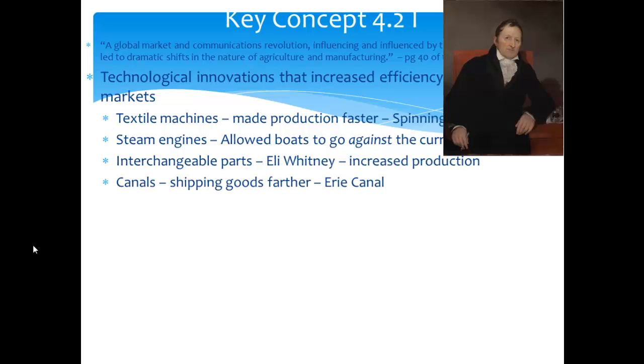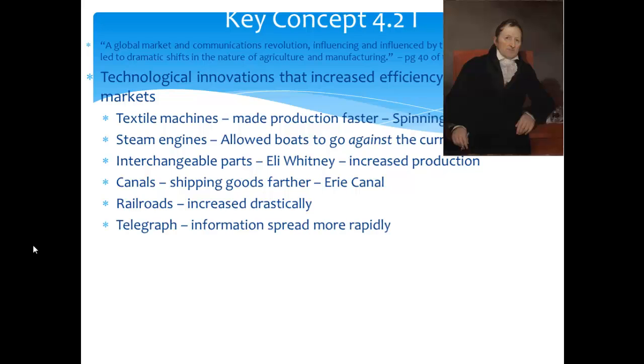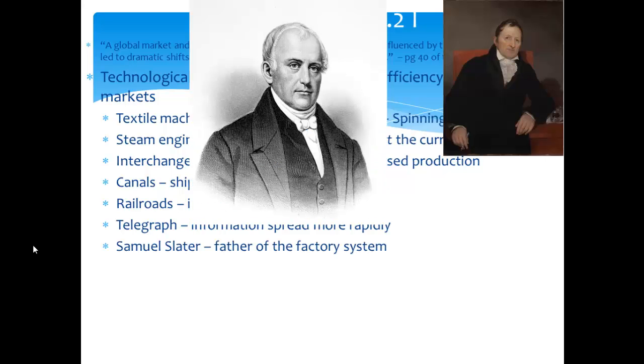We have the emergence of canals, which allows for shipping of goods farther and further, and no canal was more significant at this than the Erie Canal in New York State. Railroads began to emerge during this time, especially in the 1830s and 40s, and this allows for shipping to increase drastically. It really kind of puts canals out of business as well. The telegraph allows for information to be spread more rapidly.